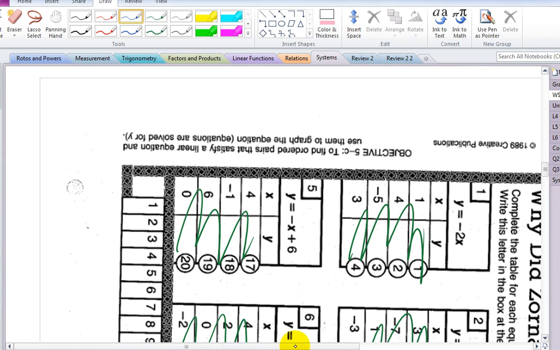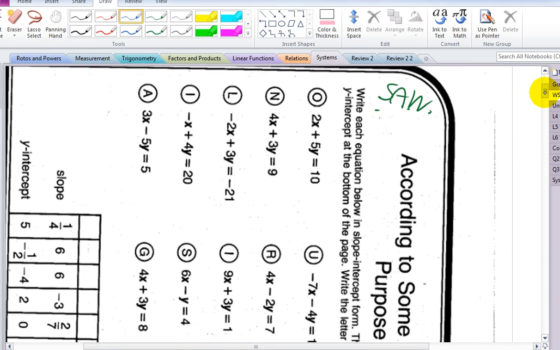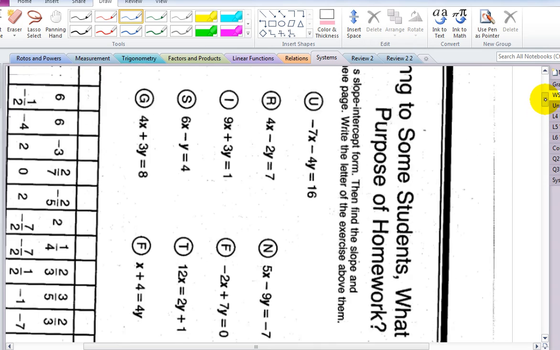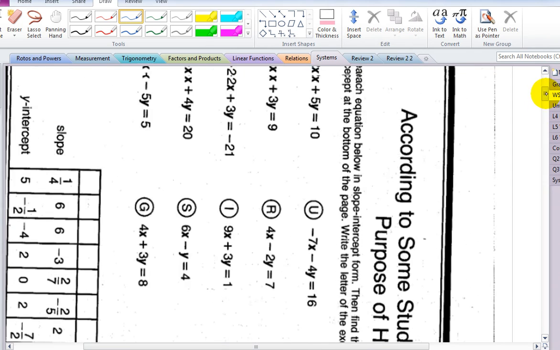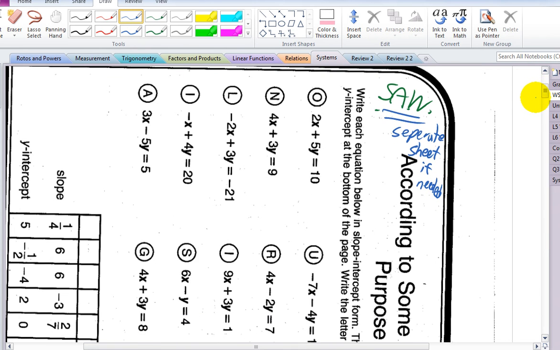So, for your homework, let's go over the very first worksheet. Okay. This one right here, according to some students, what's the true purpose of homework? I want you to show your work. If you can't show it on the piece of paper, then use a separate sheet. Oh, you don't need a separate sheet. Yeah, you might. Separate sheet if needed. Most of you would be able to show your work on here because there's enough space. Any questions about that one?